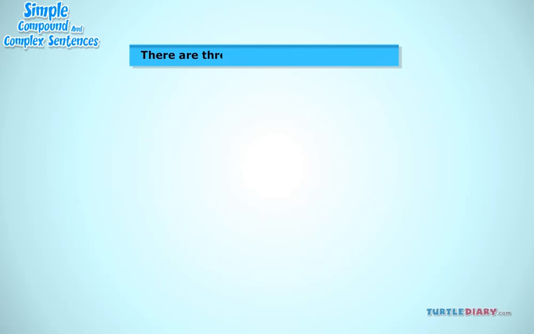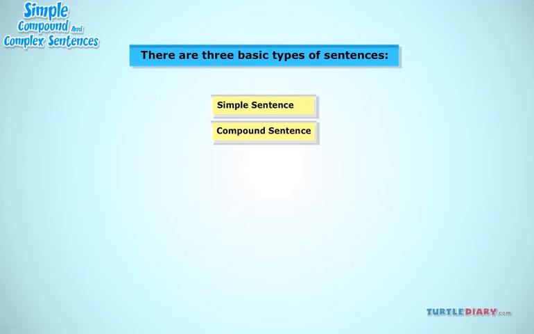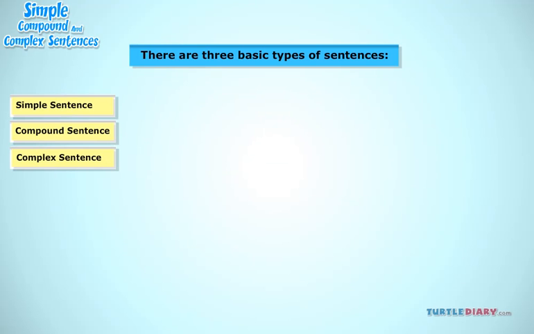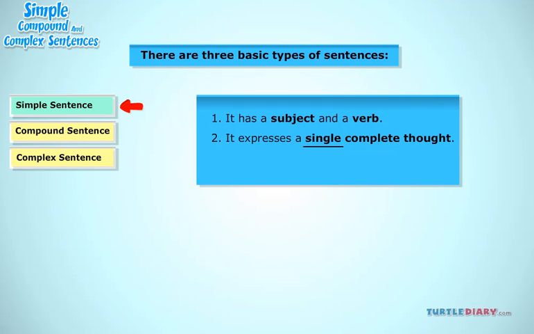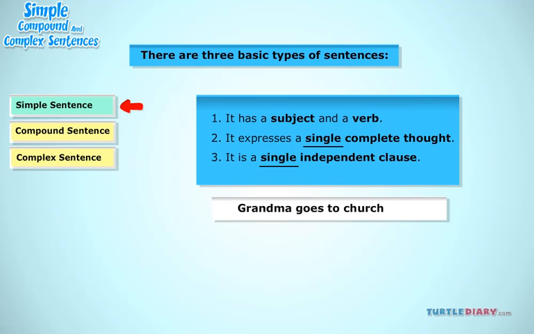Thus, there are three basic types of sentences: simple sentence, compound sentence, complex sentence. Simple sentence. 1. It has a subject and a verb. 2. It expresses a single complete thought. 3. It is a single independent clause. Example: Grandma goes to church alone.